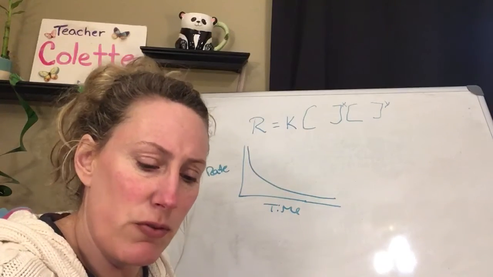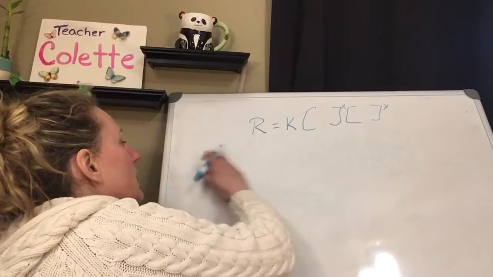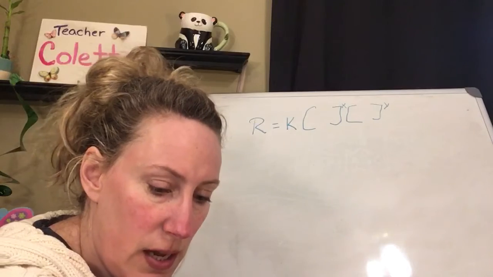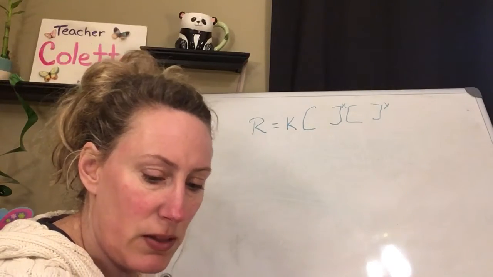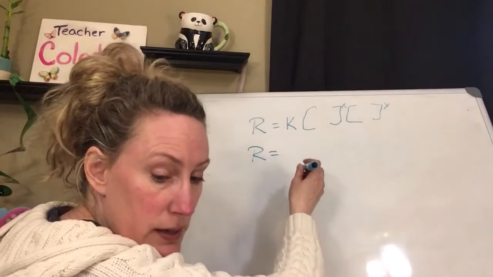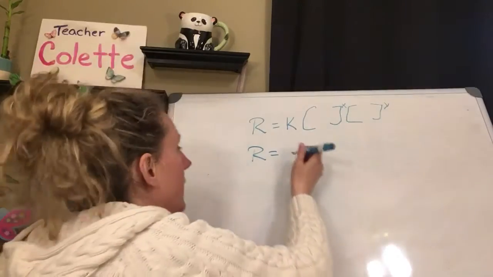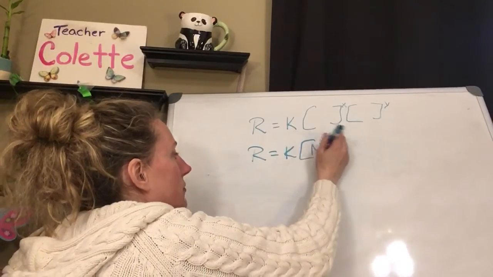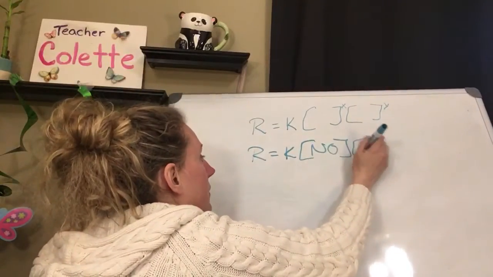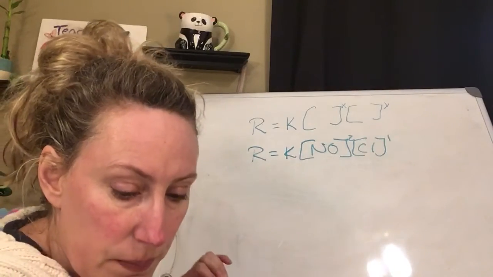So let's do example 14.5 on page 478. It says a chemist performs this reaction, and in an earlier example, we determined that the rate equals K times the concentration of NO times the concentration of Cl. This is second order and this was first order.